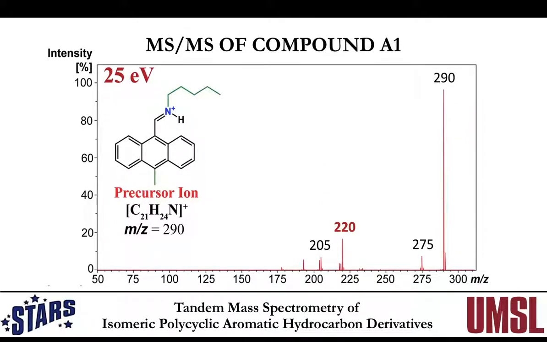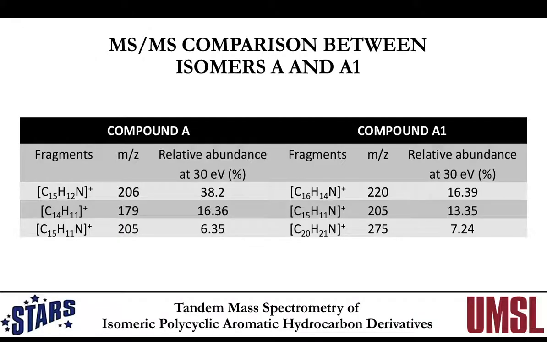From the spectrum of A1 at the same collision energy, fragments at mass-to-charge 205, 220, and 275 are detected. I was seeking the difference in the fragments produced by A and A1, so mass-to-charge 205 is ignored. The other fragments in the table are unique to the corresponding isomers. They can be used to identify and distinguish A and A1, so I called them fingerprints.